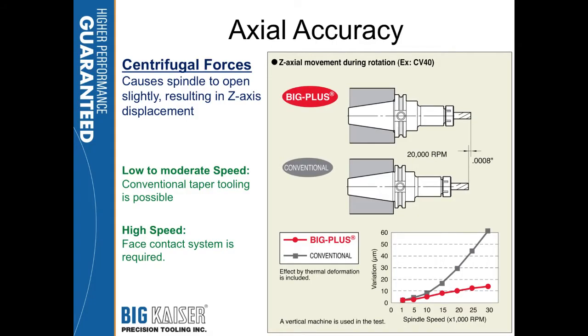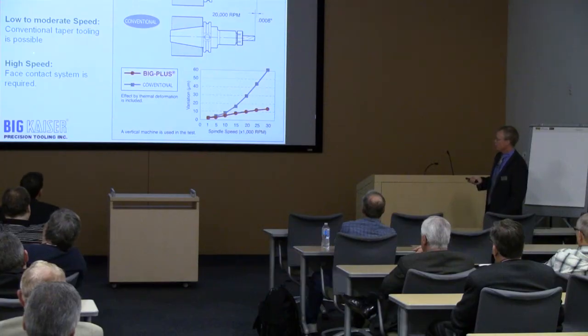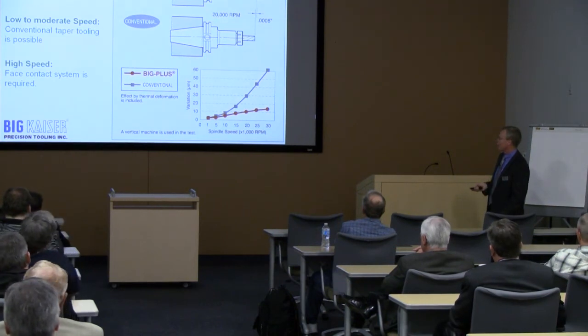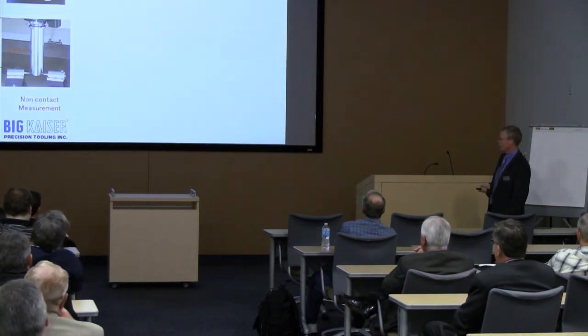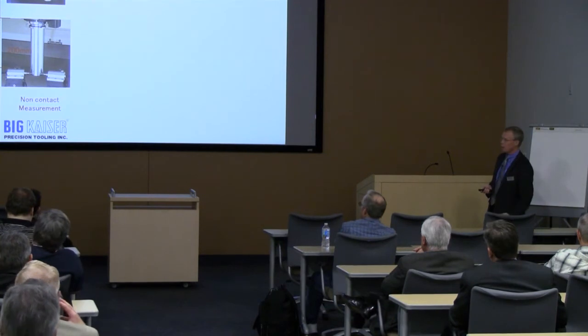So we like to say low to moderate speed, Cat 40, Cat 50, no problems. And that would be up to around 10,000 RPM. Over 10,000 RPM, dual contact is almost required. So that's the axial accuracy that we talked about. It would be the same if I was looking at HSK or CAPCO, which we don't always say is a high-speed system. Then we go to the radial accuracy.